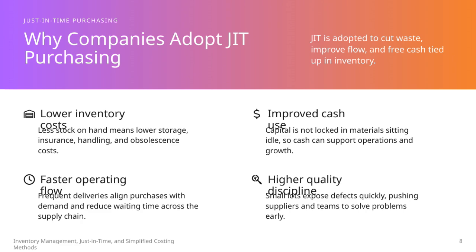Lastly, JIT enforces higher quality discipline. Managing smaller lot sizes makes it easier to spot defects early. This creates a strong incentive for both suppliers and internal teams to address problems promptly, improving overall product quality. Together, these benefits make just-in-time purchasing a powerful approach to inventory management and cost control.